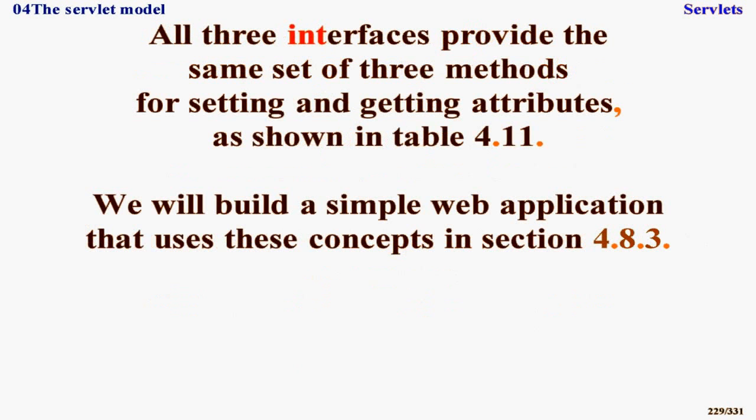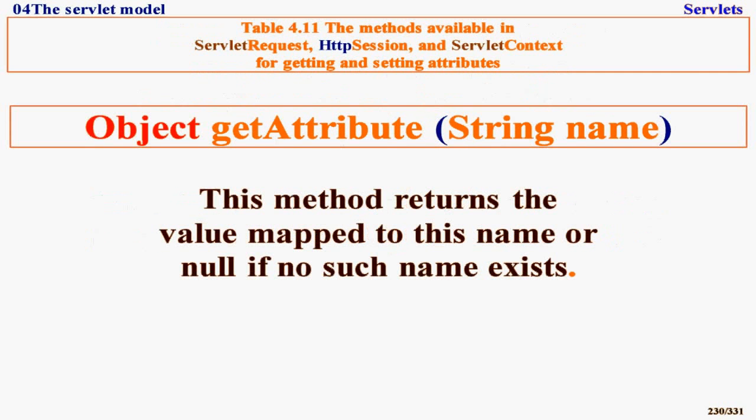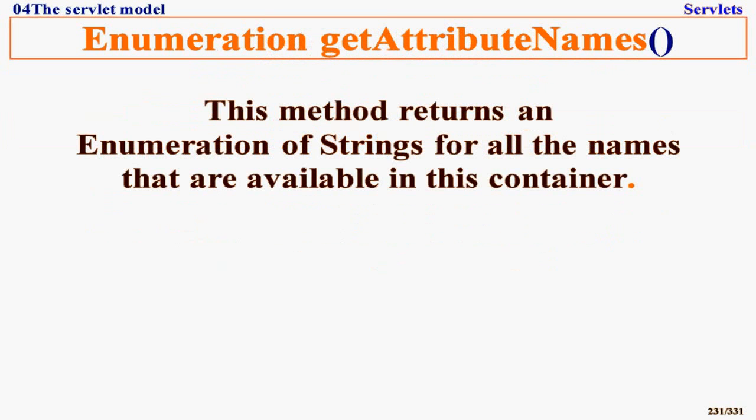All three interfaces provide the same set of three methods for setting and getting attributes, as shown in Table 4.11. We will build a simple web application that uses these concepts in Section 4.8.3. Table 4.11. The methods available in ServletRequest, HttpSession, and ServletContext for getting and setting attributes. Object getAttribute(String): this method returns the value mapped to this name or null if no such name exists. Enumeration getAttributeNames(): this method returns an enumeration of strings for all the names that are available in this container.